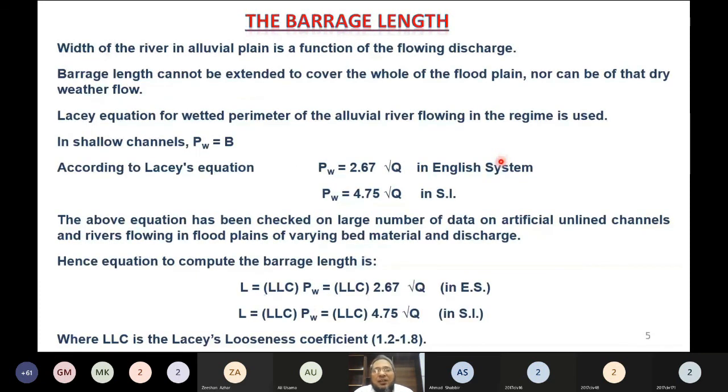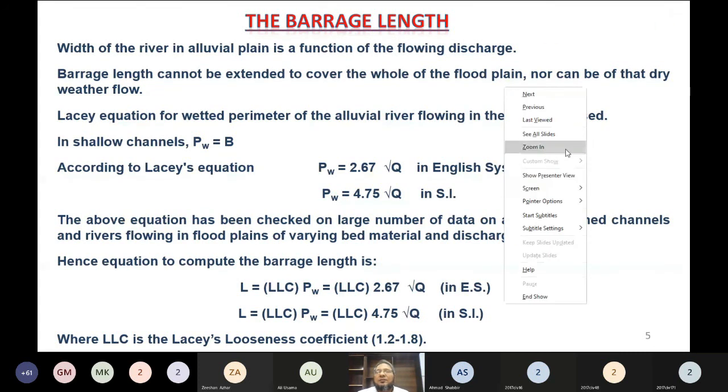Now the second is the barrage length. Barrage length basically means the width of the barrage, the width of the waterway. How much should we take the barrage length? As I mentioned earlier, the width of the river is a function of discharge. Width of the river is a function of?